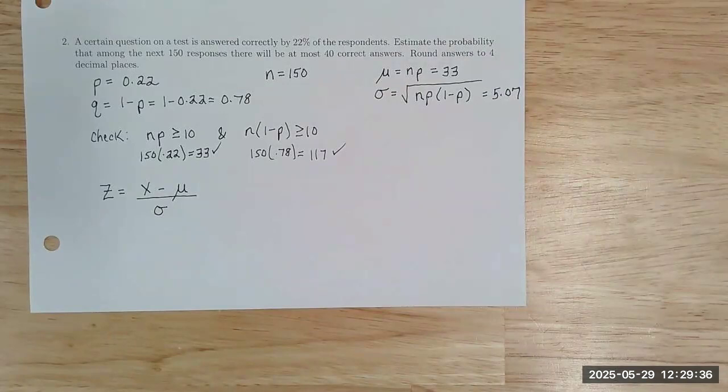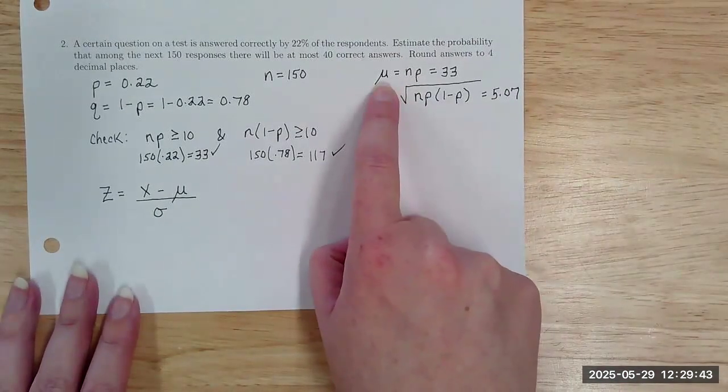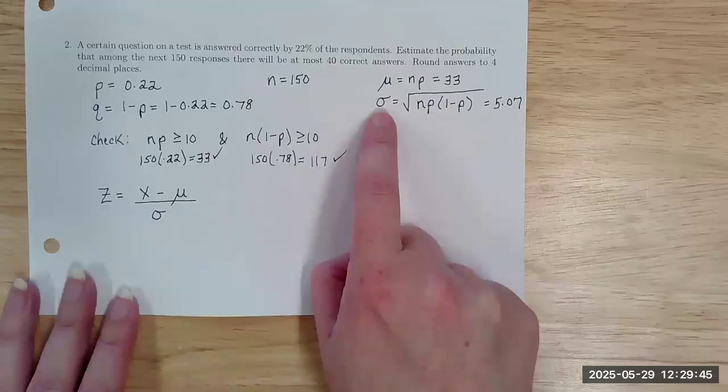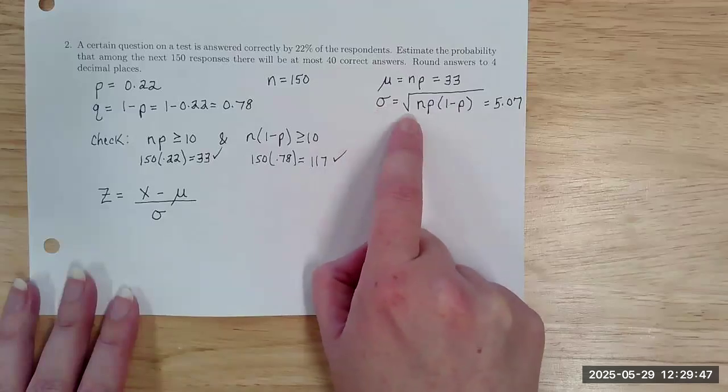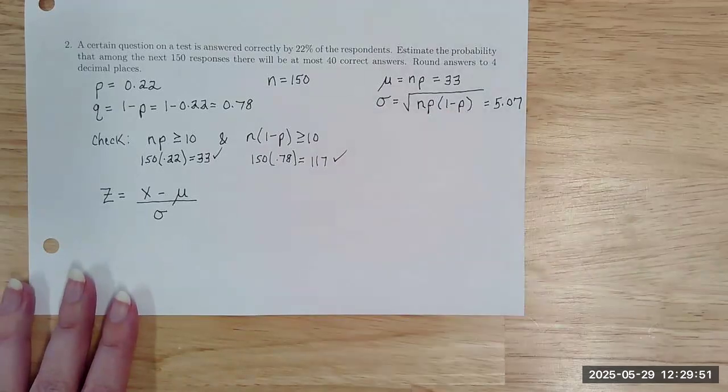So if you're doing a binomial approximation problem and she doesn't give you the mean and she doesn't give you the standard deviation, then the formula for the mean is n times p. And the formula for the standard deviation is the square root of n times p times 1 minus p. She put that on a previous formula sheet.